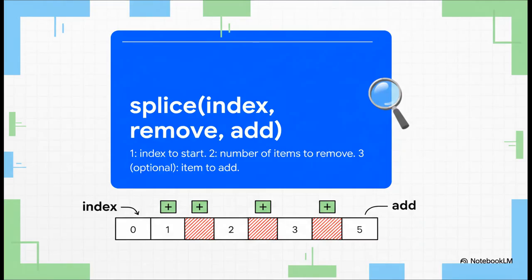Splice? Yeah, it can look a little scary at first, but it's actually really logical when you break it down. It takes 3 pieces of info. First, the index, where you want to start. Second, how many items you want to remove from that spot. And third, and this part's optional, any new item you want to add right there. The fact that those last 2 parts are flexible is what makes it so incredibly useful.